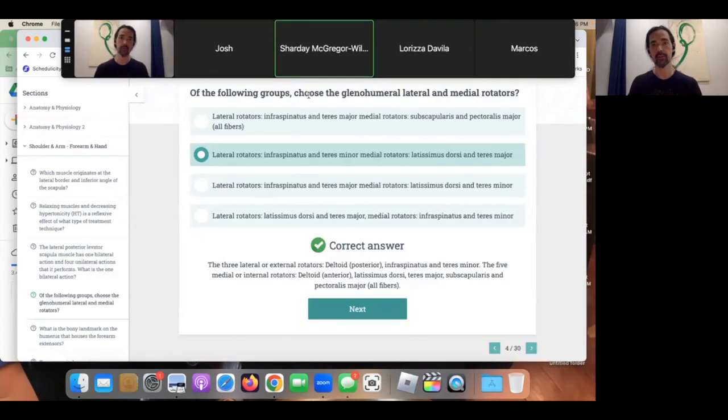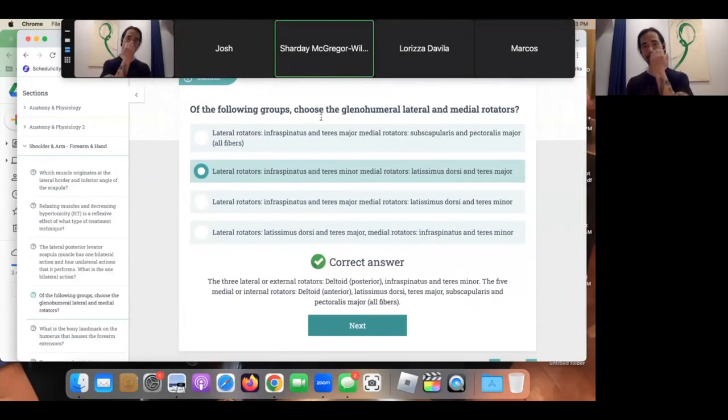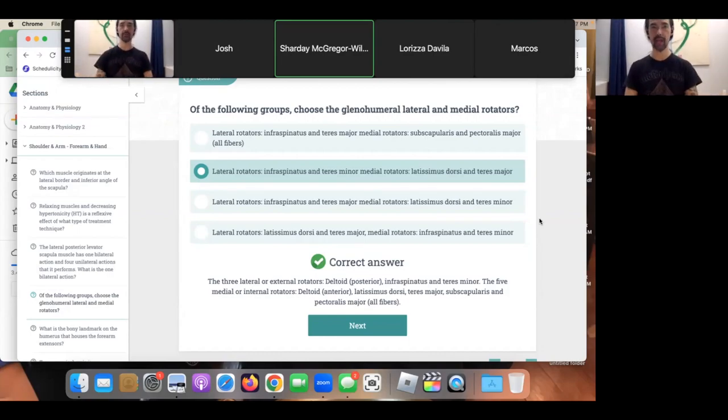Okay, of the following groups, choose the glenohumeral lateral and the medial rotators. Now, this is a poorly phrased question, but they're going to give you two sets of muscles, and they want you to choose one for the lateral rotator and one for the medial rotator. So remember that lateral and medial, the first thing we have to do is figure out what lateral and medial mean. What does that mean, lateral and medial?